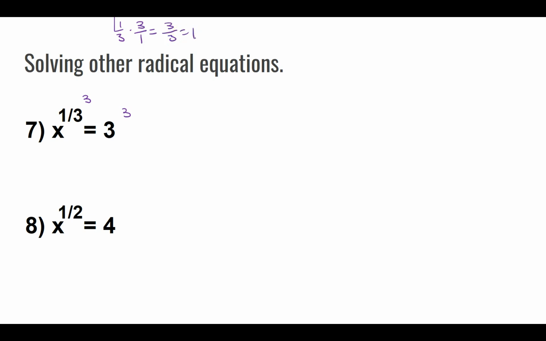Yes. Okay? So when we do it with our exponents, we want to bring the power in. That's going to make that first exponent equal to 1. Because now we get x equals 27, because 1/3 times 3 cancels out.